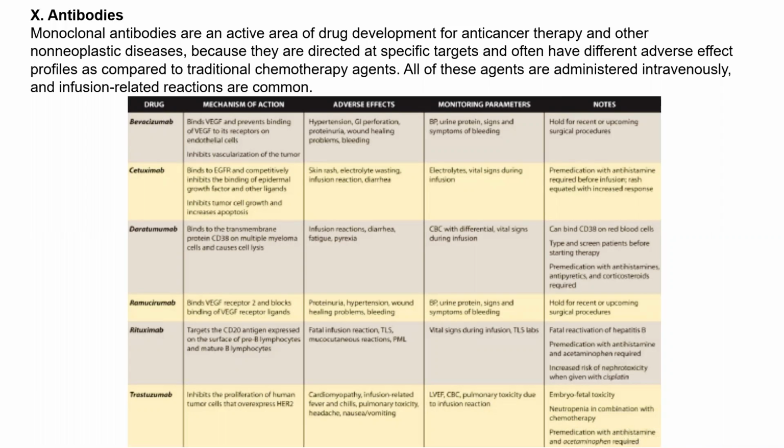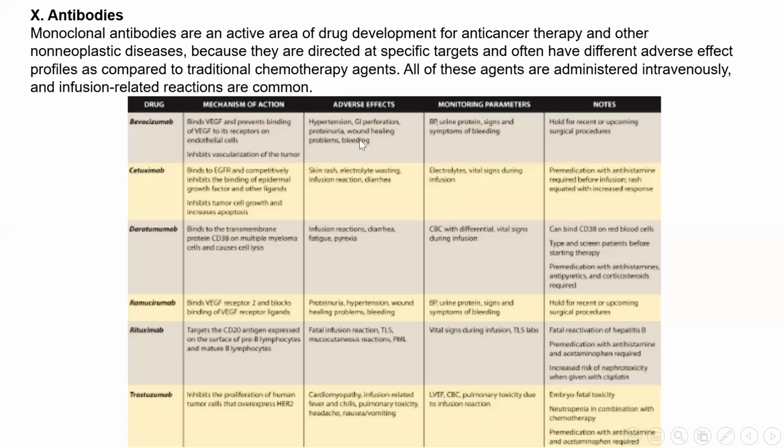And we talked about this, I think, in the first lecture, about the principles of combination therapy by using drugs with different mechanisms of action and different toxicity profiles. So here I want you just to focus on 3 drugs from this table: bevacizumab, cetuximab, and trastuzumab. The first one, bevacizumab, targets VEGF, vascular endothelial growth factor, an important factor to form new blood vessels for the tumors, so it inhibits vascularization of the tumors.